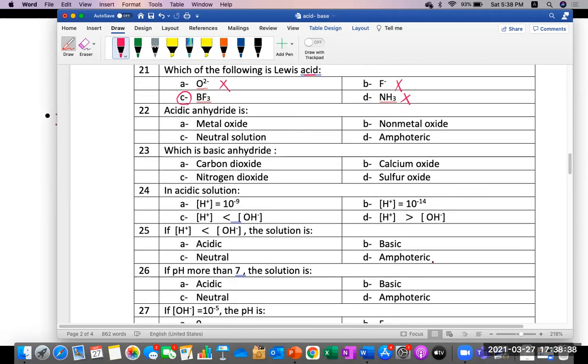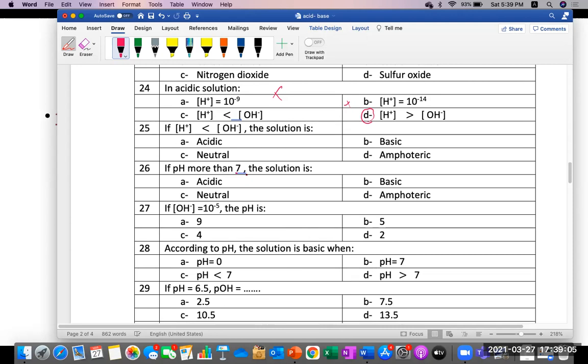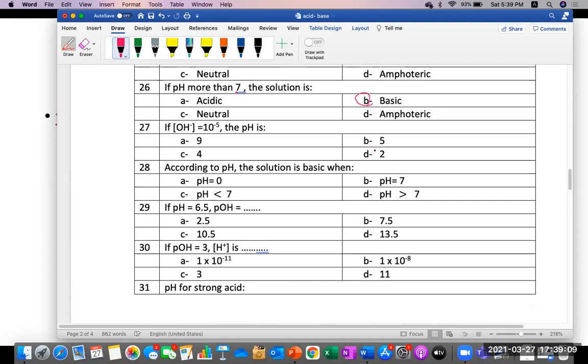Acidic anhydride is a non-metal oxide. A non-metal oxide reacts with water, so it will be this one. In an acidic solution, the concentration of the hydrogen will be between 0 and 10 to the -7, so it will be more than the hydroxide. So we can take this one. Here, if the pH is more than 7, this solution will be basic. Okay, and go back again to the scale.